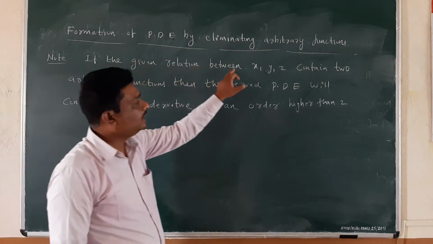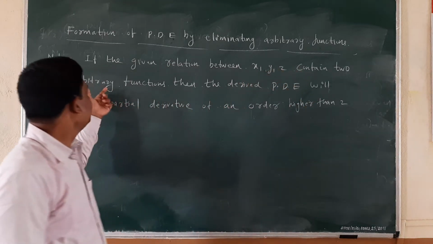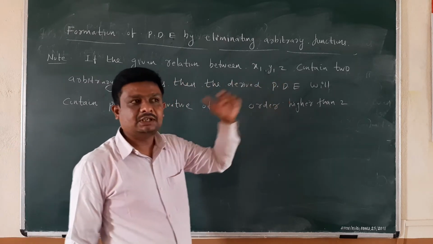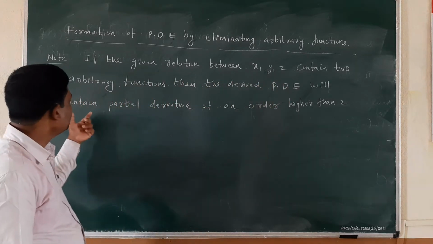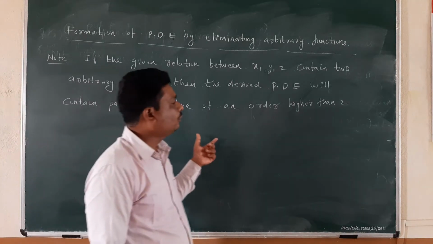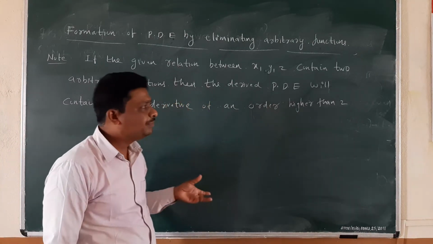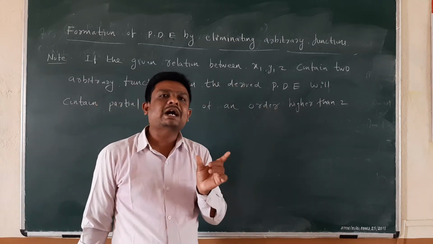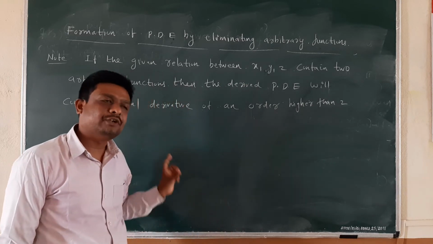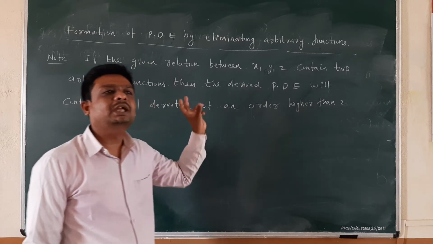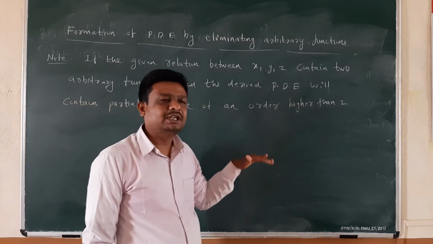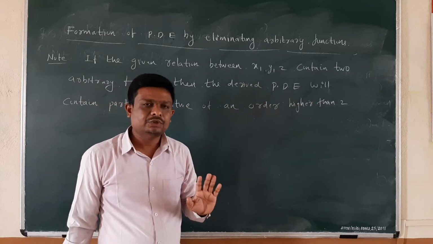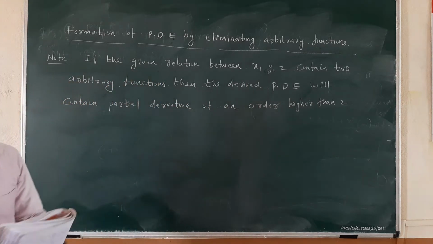If the given relation between x, y, z contains two arbitrary functions, then the derived partial differential equation will contain partial derivatives of an order higher than 1. So in simple terms, if the given relation between x, y, z contains one arbitrary function, then we have to differentiate one time to form the partial differential equation. If it contains two arbitrary functions, then we go for second order derivatives. So now we will take some examples based on this.